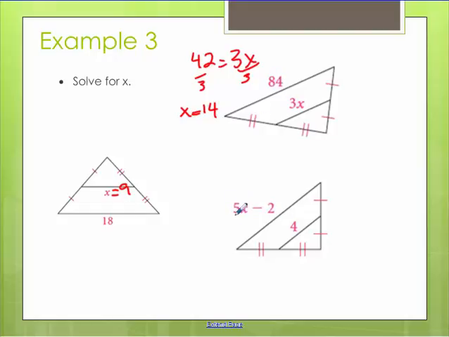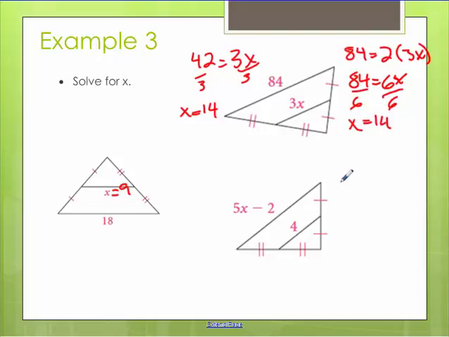Over here, I know that 5x minus 2, I could do what I did up here, and I could cut it in half. The issue is, I'd have to divide 5 by 2, and that gives me a fraction, and everybody hates fractions. So I could have done this one a different way. I could have said 84 is equal to twice as much of 3x, which is 6x. And then I divide by 6, and I still get 14.